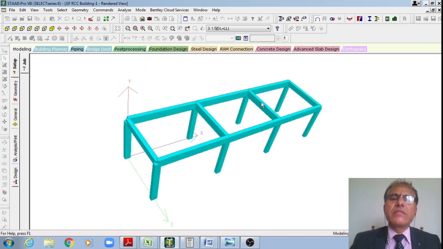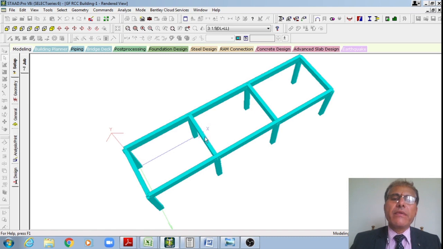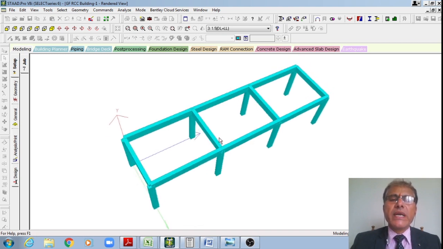Whereas these central beams, B8 B9, these are B7 B10, these are B1 B2 B3, and B4 B5 B6. That is how the beams we already manually designed.